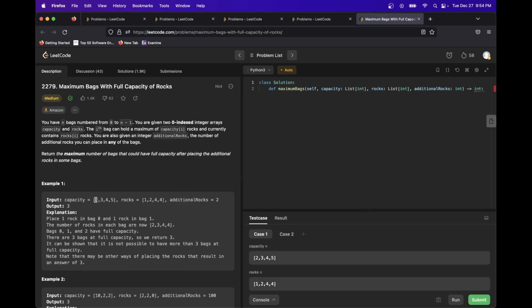But the gist of it is you have these bags, and they have a capacity at which they're full, and they have a current amount of rocks in each bag. And you're given more rocks to fill the bags. How many can you fully fill up?